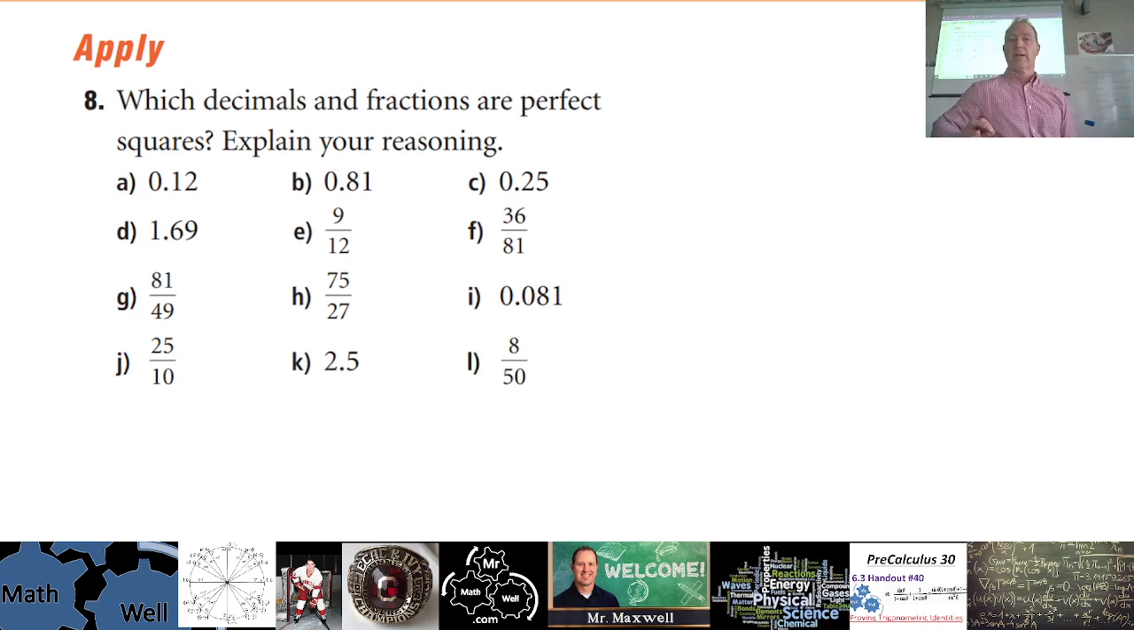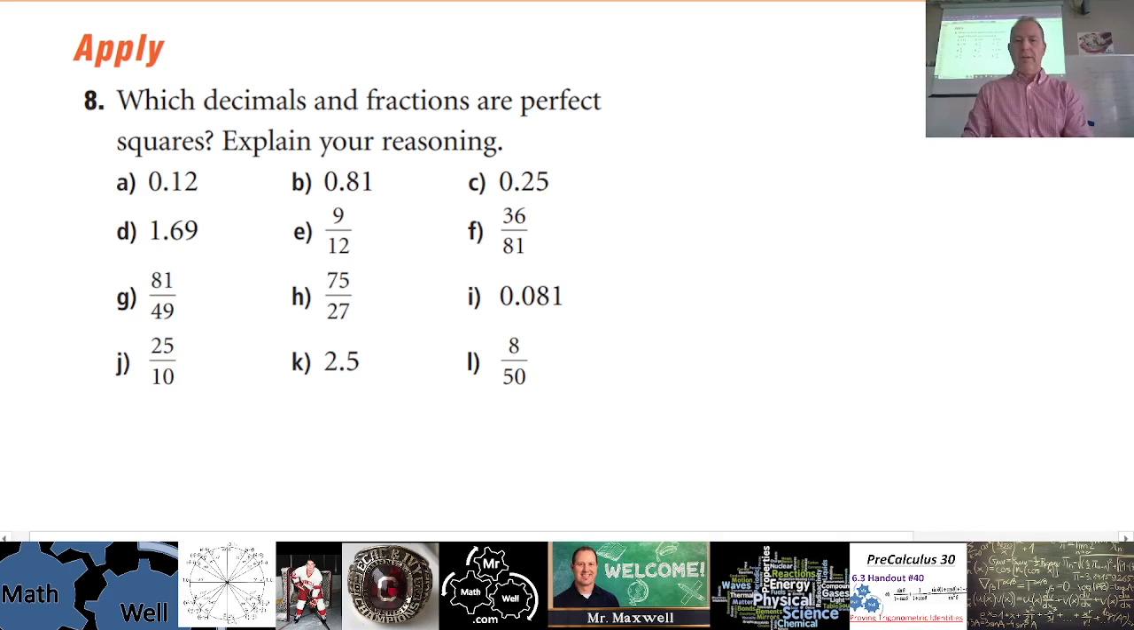They're perfect squares. What about the decimals? If we take the square root of the decimal, what should the answer look like if it's going to be a perfect square? Do you remember? There's 2 things we look for. Very good. Terminating or repeating decimals.